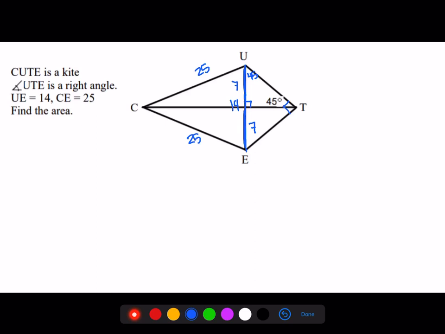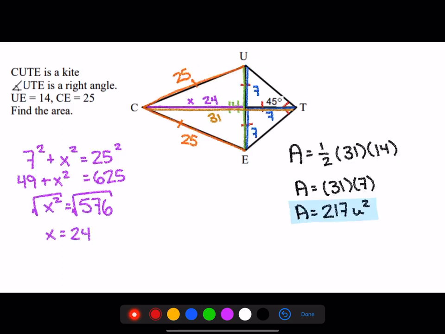So to find the length of CT, well, first off, if this is a 45, 45, 90 triangle, I know that this is an isosceles triangle. So this side length would also be 7 over here. Because again, isosceles triangles have congruent legs. And then I can use Pythagorean's theorem to find our missing side length of C to that center point where the laser pointer is at right now. Let's go ahead and do that. We have 25 squared is equal to 7 squared plus x squared. Doing the math, we get 49 plus x squared is equal to 625. Again, here's what we're looking for.